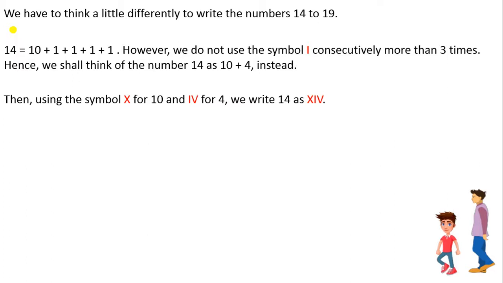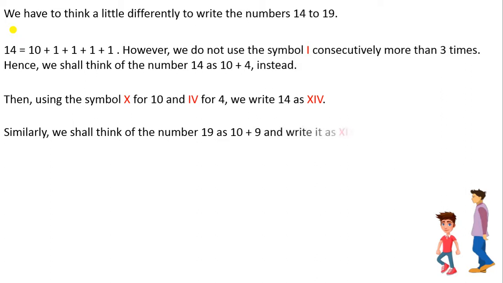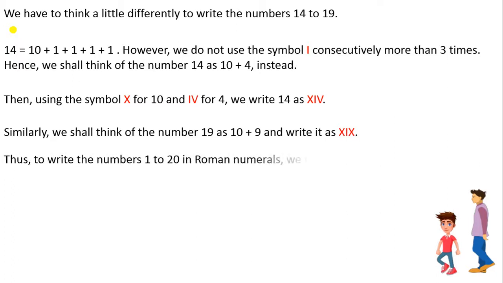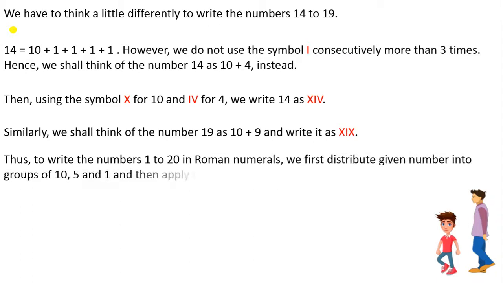And similarly, we can do it for 19 also. 19 will be written as 10 plus 9, that is X for 10 and IX for 9. Then 19 will be written in Roman numerals as XIX. Thus, to write the numbers 1 to 20 in Roman numerals, we first distribute the given number into groups of 10, 5 and 1, and then apply the rules given above.